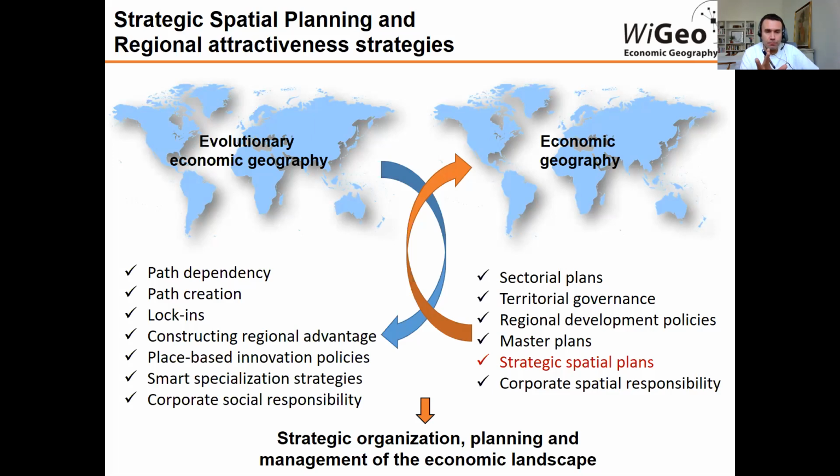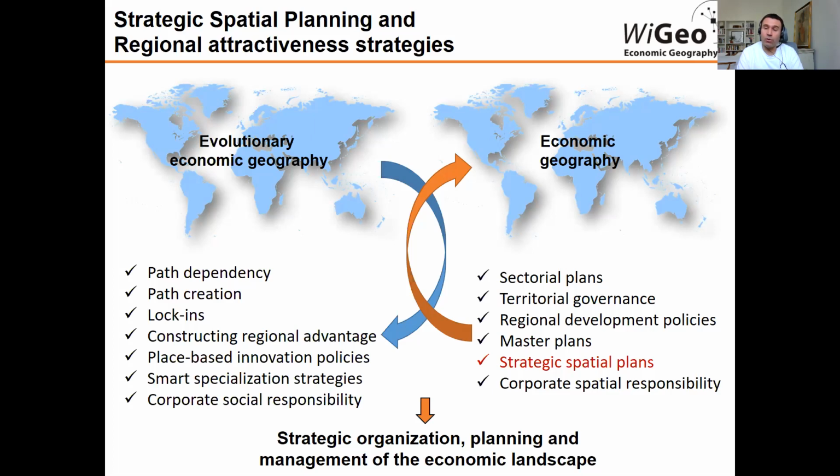So we talked about, from evolutionary economic geography perspectives, path dependency, path creation, lock-ins, different ways of intervening in the territory, some of them leading to more resilient territories, constructing regional advantage, place-based innovation policies, and the smart specialization strategy we will discuss next week, as well as corporate spatial/social responsibility. The difference will become clear next week.